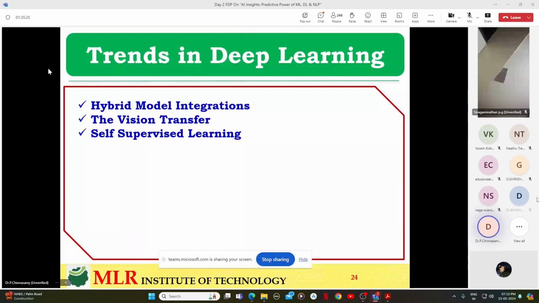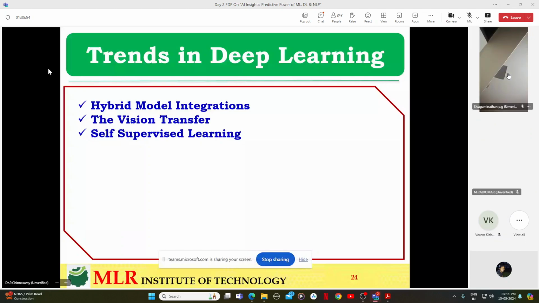Right. The third important research trend going on in DL is self-supervised learning. Which means that I'm giving unlabeled data, but the model has to learn by itself for predicting or classifying my output. So there also we are facing some kind of challenges in the current world, right?